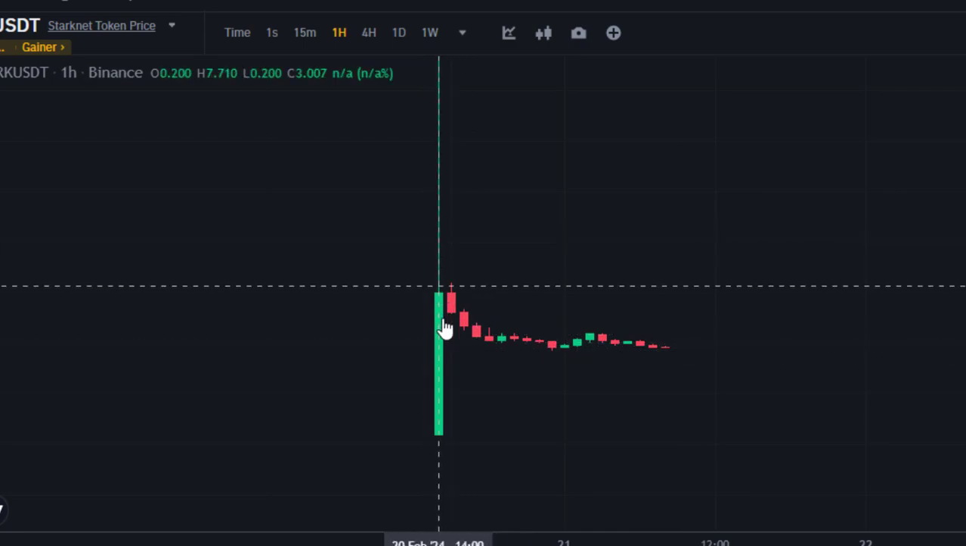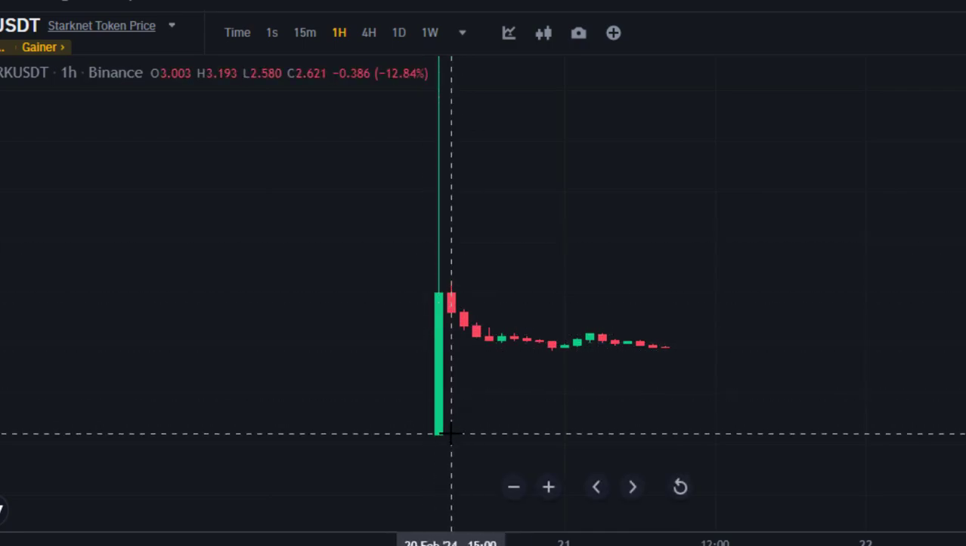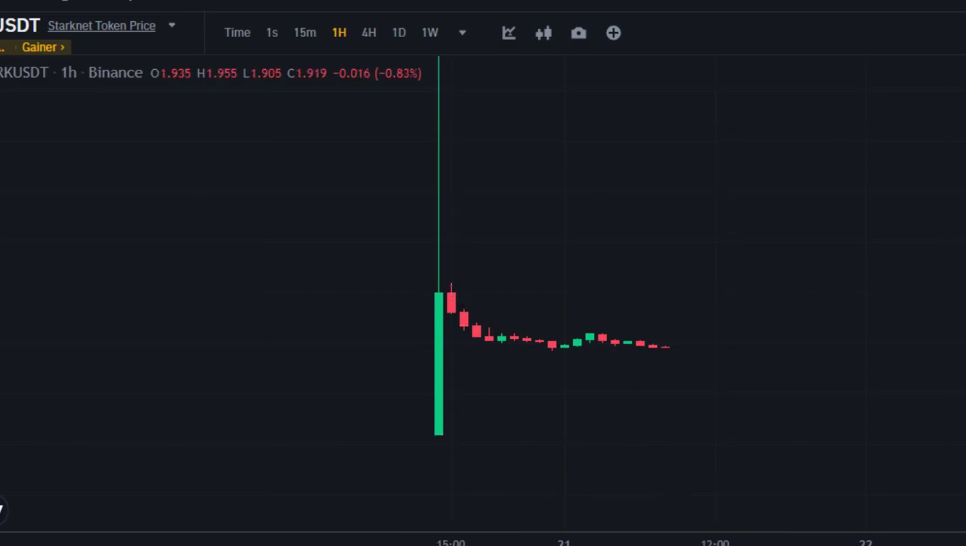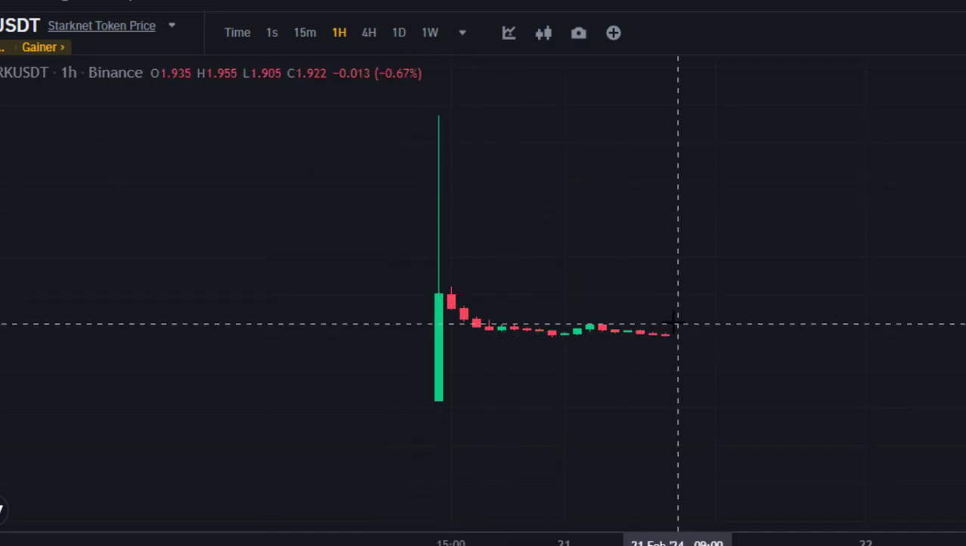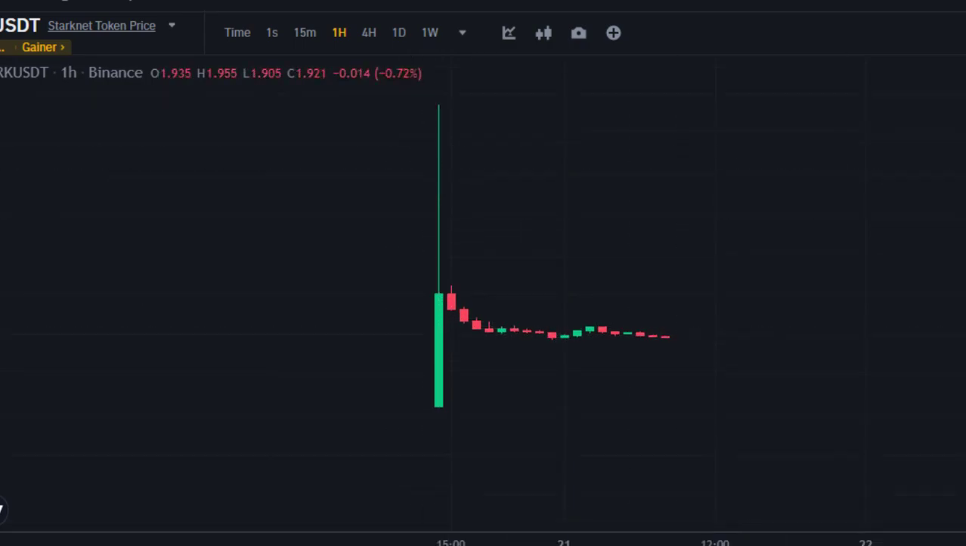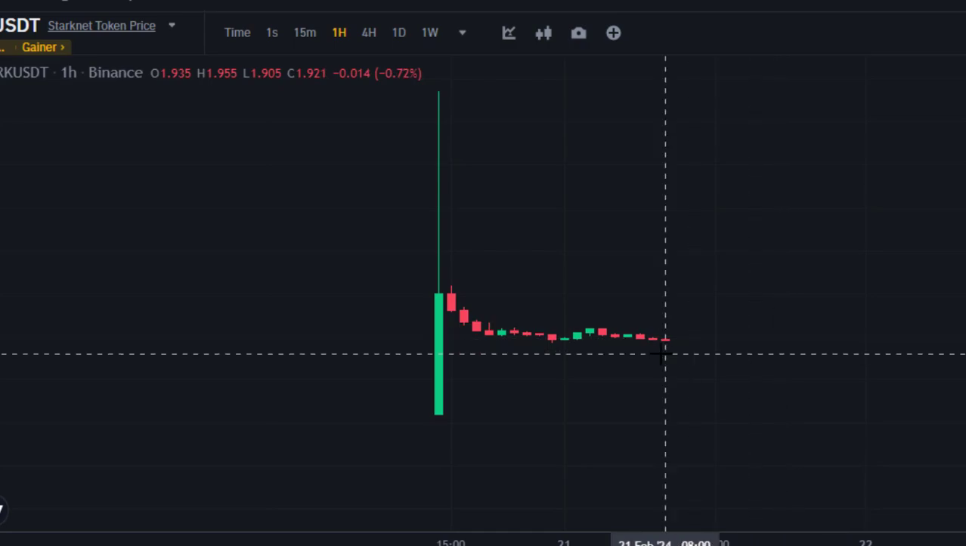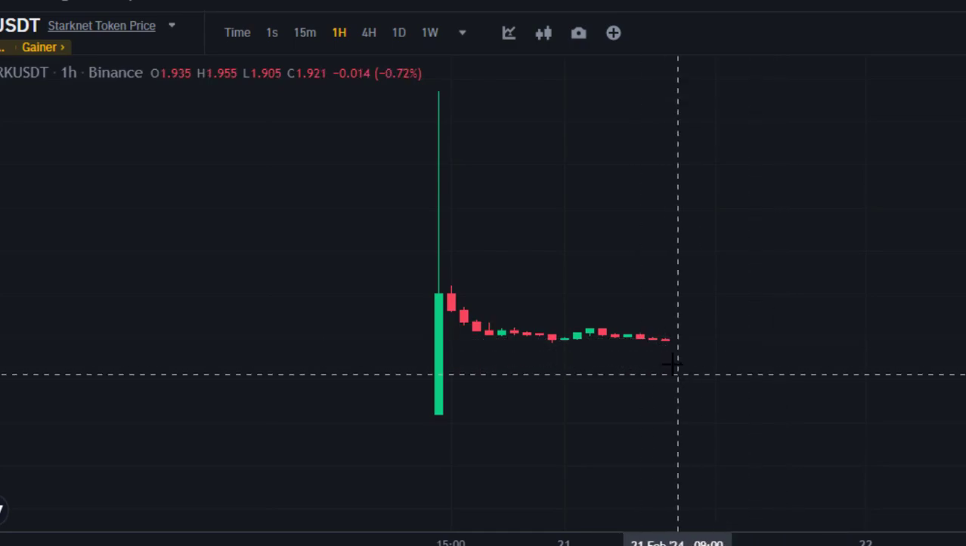And you see the market move all the way from this very point of listing, that is 0.19, up to this very area of $7.7, and the market crashed back to the downside up to this very area. What I am expecting on this very token is a little move to the downside.